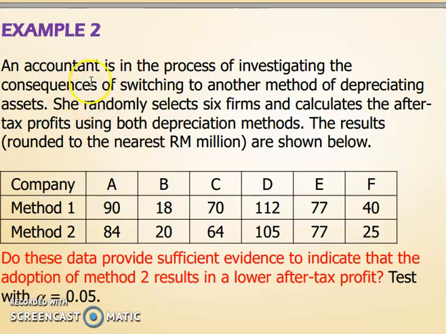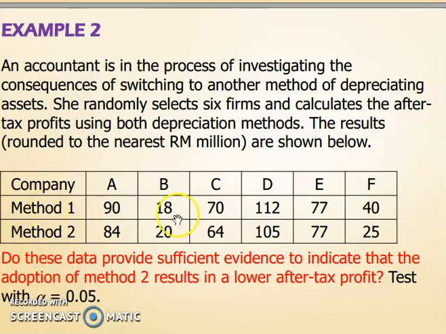For example, an accountant is in the process of investigating the consequences of switching to another method of depreciating assets. She randomly selects 6 firms and calculates the after-tax profit using both depreciation methods, and these are the results. We have the same firms in the sample, so it's going to be dependent samples. So 6 firms, and this is method 1 after-tax profit, and this is method 2.